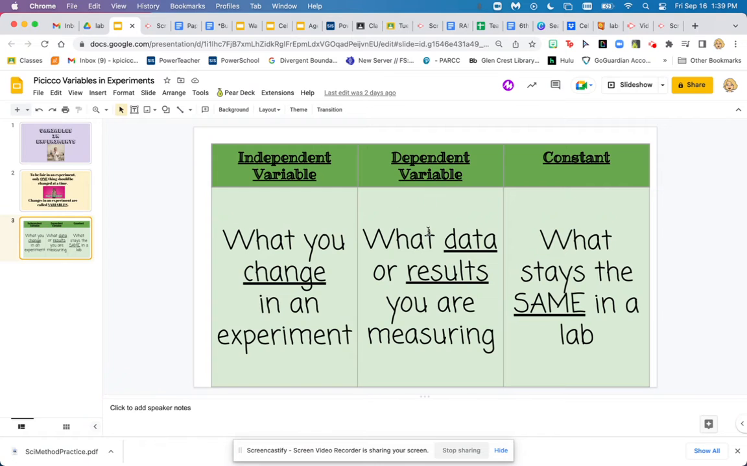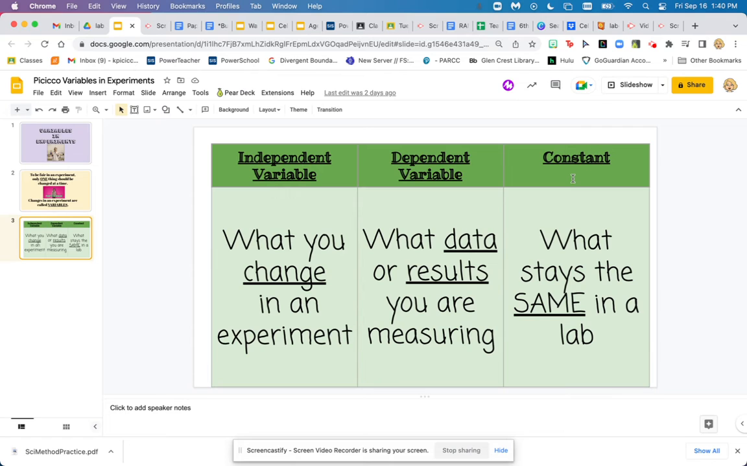My dependent variable is what data or results I'm looking for. So at the end of my experiment, what will tell me or show me what happened? What data am I going to look at? Well, if I'm doing the plant experiment, the data that I'm going to look at is how tall the plant grew. So that would be the dependent variable. The dependent variable depends on what you do in the independent variable. So depending on what you change, the dependent variable depends on the independent change that you make.